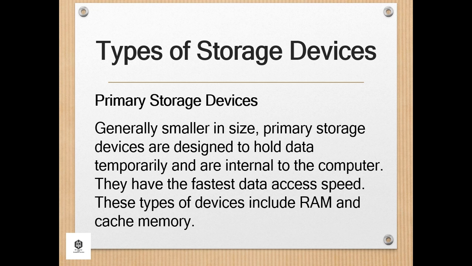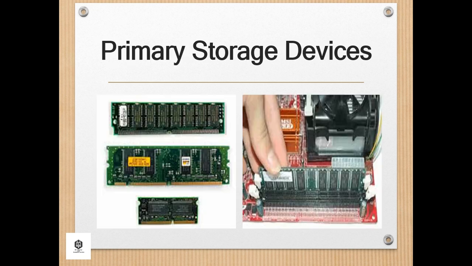Generally smaller in size, primary storage devices are designed to hold data temporarily and are internal to the computer. They have the fastest data access speed. These types of devices include RAM and cache memory.